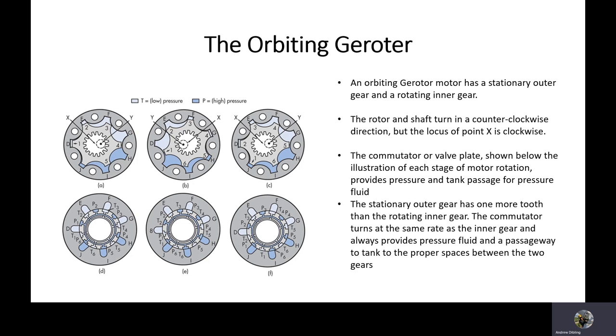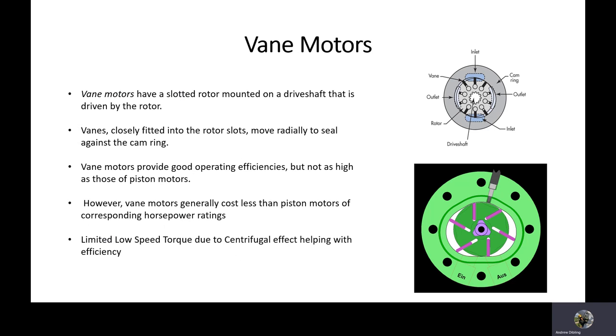Three pictures indicate the ducting and the fluid flow paths of how the fluid is directed around the motor as that interior gear turns. And of course, again, you will have one more tooth on the outer gear as you have on the inner gear, and that provides the eccentricity, and that eccentricity allows for the rotation. Again, these are very, very simple devices. The clearances on these ones are fairly close.